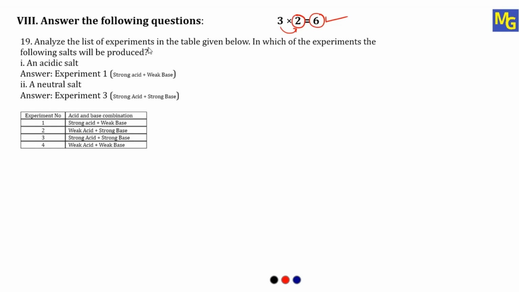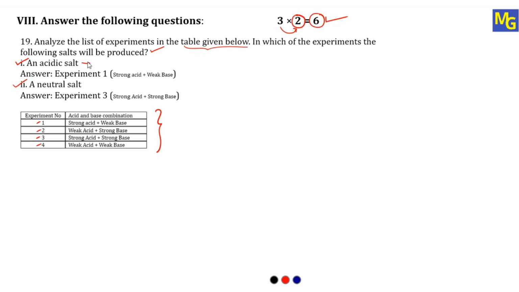Analyze the list of experiments in the table given below. In which of the experiments the following salts will be produced? So here we have one table, and in this table you can see there are 4 experiments, 1, 2, 3 and 4, and this is the combination of acid and base we are going to do for each experiment. So in these experiments we have to tell which type of salt will be formed. Here we have the first question, that is acidic salt, and the second question, that is neutral salt. So find out in which experiments 1, 2, 3, 4 acidic salt will be formed, and in which experiments neutral salt will be formed.